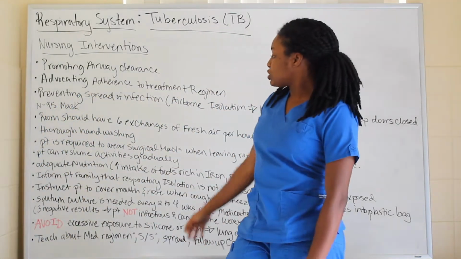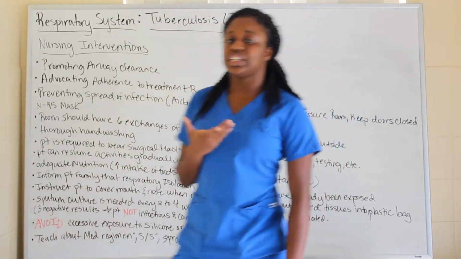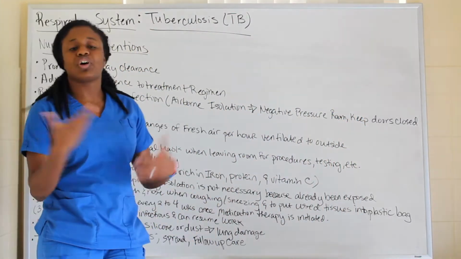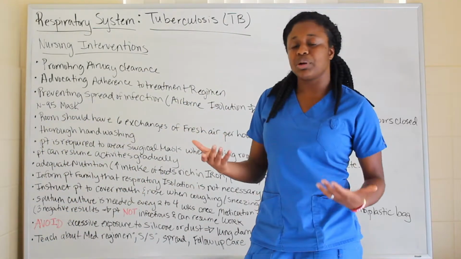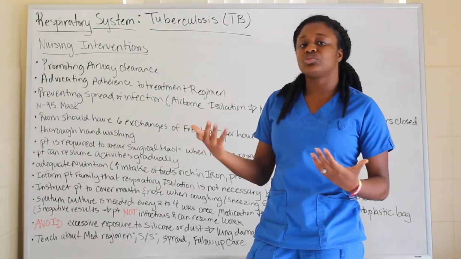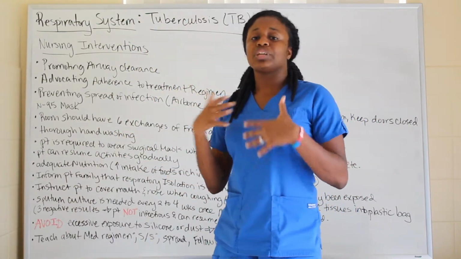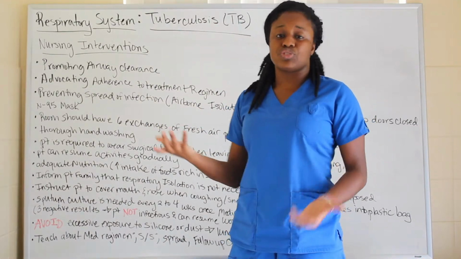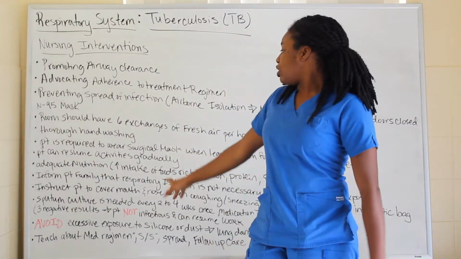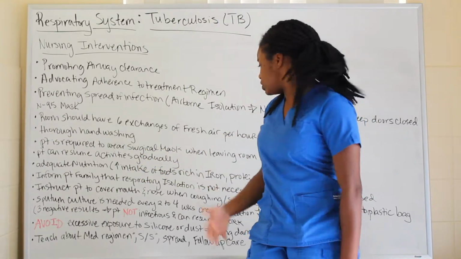Okay? Also, you want to inform the patient's family members that respiratory isolation is not needed for them just because they've already been exposed. Okay? So for the family members who have already been in the room, you don't have to be paranoid and say, hey, put on a mask, put this on, because they've already been exposed and they themselves are getting the treatment. Okay?